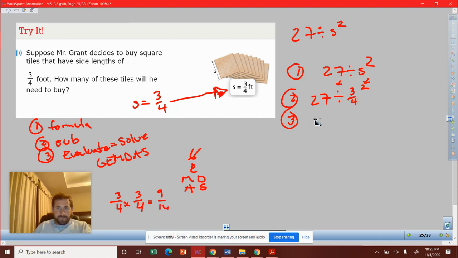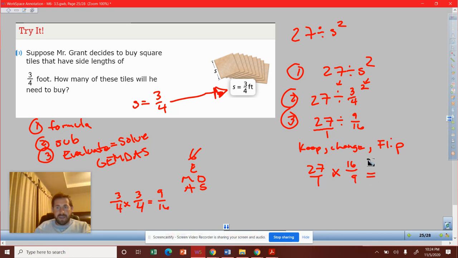So here we go. I'm writing down the process, 27 divided by, I no longer have the exponent, I now have 9/16. So how do I divide fractions? First of all, take 27 and turn it into a fraction by putting a 1 over it. And you all should know, keep, change, flip. Keep the 27 over 1. Change the division to multiply. Flip the fraction to be 16 over 9.